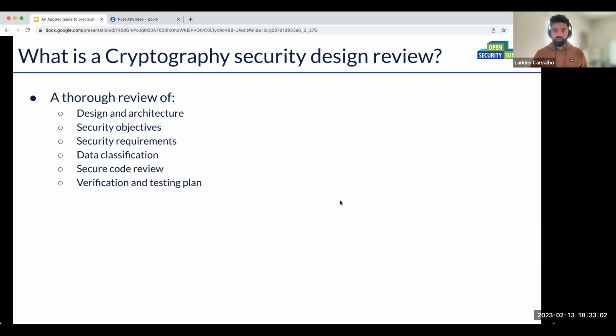So when we are doing a cryptography security design review, we need to look at defense in depth controls. We need to look at whether we are developing new cryptography algorithms or protocols, which in my opinion is a huge no-no. Cryptography is very hard to get right. And if we have anything that we can use, existing libraries and protocols are always good.